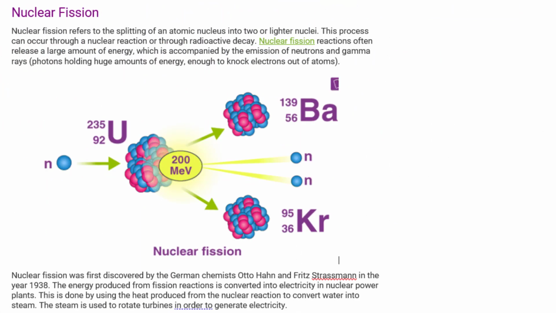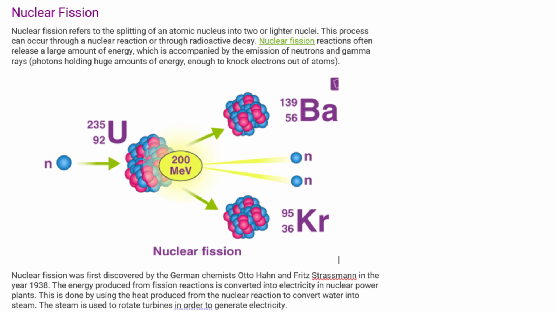Nuclear fission. Nuclear fission refers to the splitting of an atomic nucleus into two or more lighter nuclei. This process can occur through a nuclear reaction or through radioactive decay. Nuclear fission reactions often release a large amount of energy, which is accompanied by the emission of neutrons and gamma rays, photons holding huge amounts of energy, enough to knock electrons out of atoms. Nuclear fission was first discovered by the German chemists Otto Hahn and Fritz Strassmann in the year 1938.